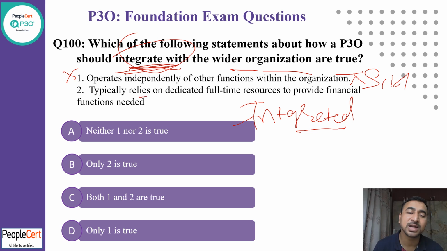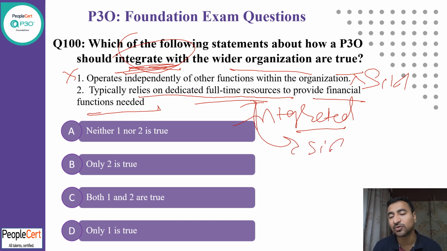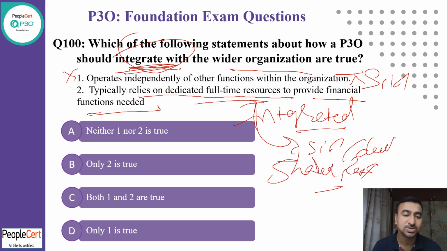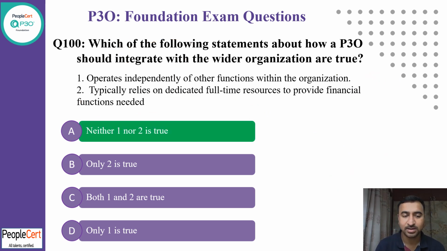Statement 2, typically relies on dedicated full-time resources to provide financial function need. Again, this is a silo, you do not need a dedicated resource unless it is so complex, otherwise you can use shared resources. So 1 and 2, I think both are not correct, so neither 1 nor 2 is true. So option A seems to be the most correct answer according to me. What do you think? If you think any other option, you can write in the comment section with your proper justification. Okay, yeah, that's the correct answer.